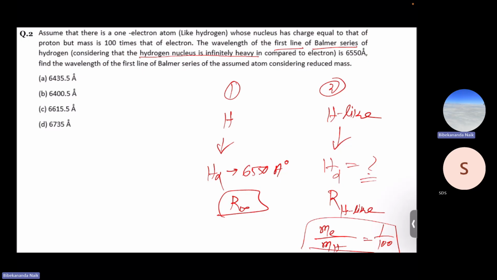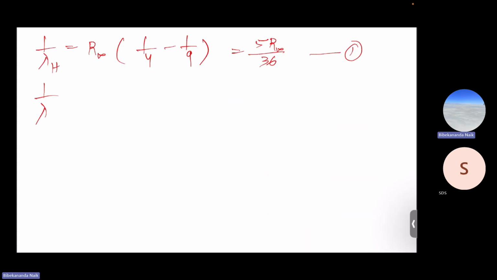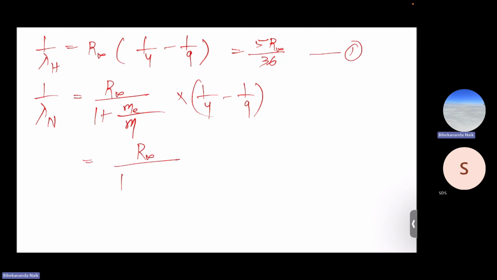is 1 by 100. So in that case, what will be the value of lambda? So it will be 1 by lambda n, suppose another new nucleus, which will be R infinite divided by 1 plus small m by capital M into 1 by 4 minus 1 by 9. So this is R infinite divided by 1 plus Me by M, which is given in the question as 1 by 100, times 5 by 36. So now you see 5 R by 36 is 1 by lambda h.